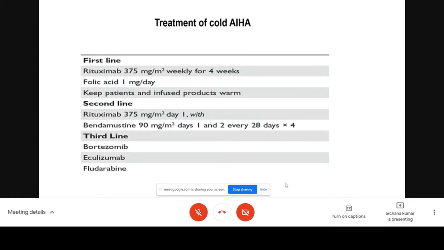The second line is again rituximab with bendamustine, 90 milligram per meter square, day 1 and 2 every 28 days, times 4. The third line is the other ones which we talked about, bortezomib, eculizumab, and fludarabine.